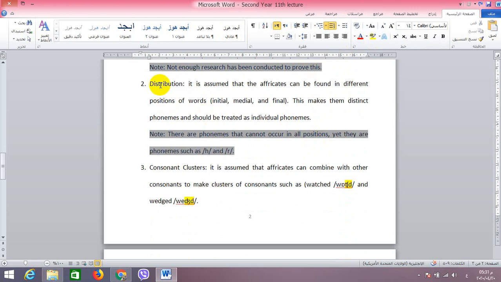When we say distribution, we need to talk about when do we find the sound. Do we find it initially, medially, finally, etc.? If we look at ch and j, we can find them initially, we can then find them medially and finally as well. And this is a good proof in favor of the 2-phoneme analysis. It's just like any sound. So why don't we consider them as separate phonemes, since we can find them initially, medially, and finally?